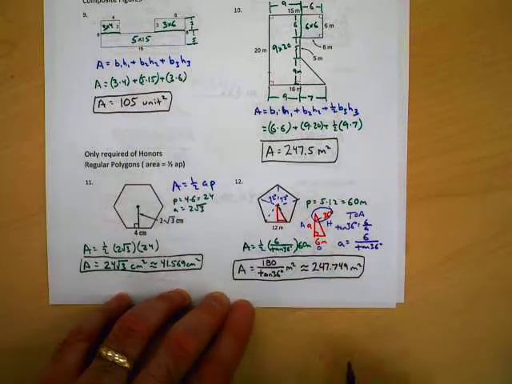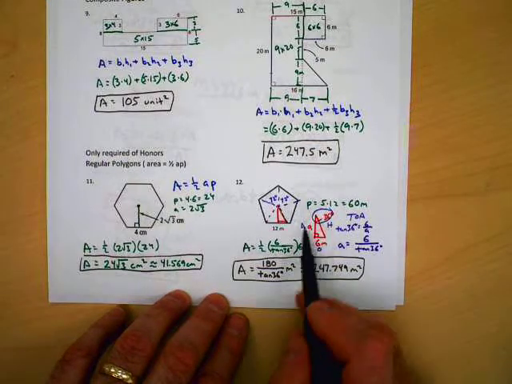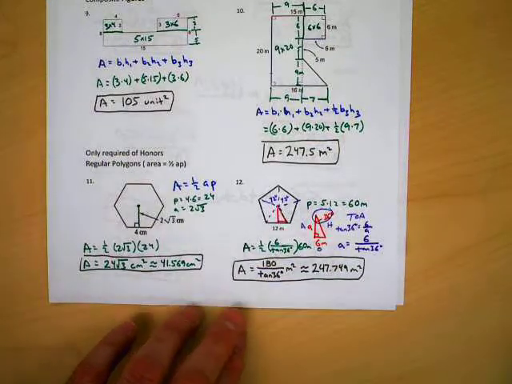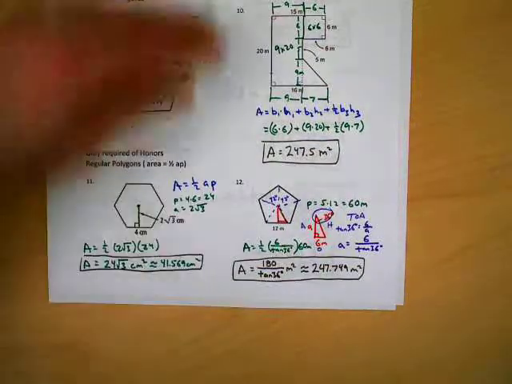And that's it. But make sure you can pull this triangle out to figure out that key value, the apothem, distance from the center of the polygon out to the side.